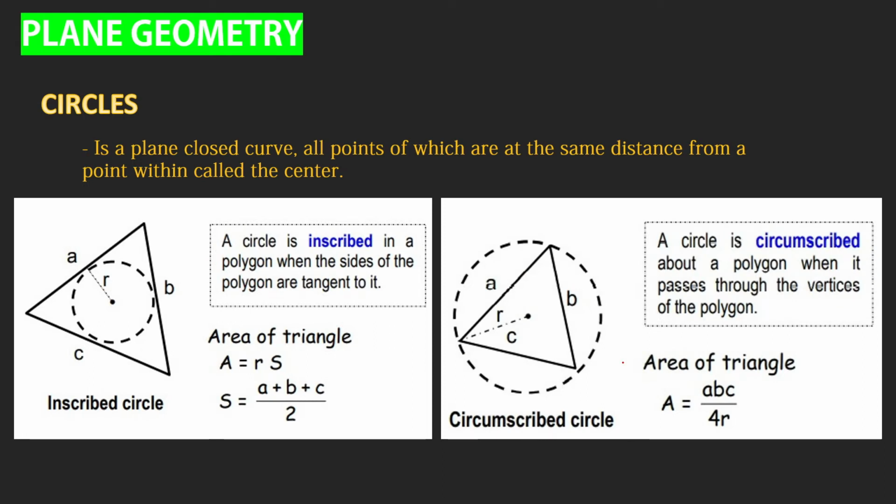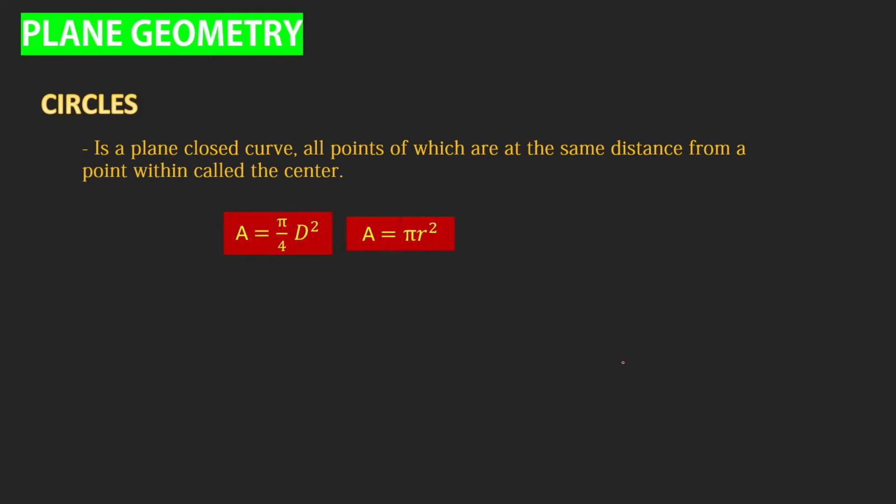Kapag na-circumscribe naman, a circle is circumscribed about a polygon when it passes through the vertices of the polygon. So, ang formula po, area of a triangle is abc over 4R, where a, b, c are the sides of the triangle, then R is the radius of the circle. Okay? Alam niyo na pinagkaiba ng inscribed circle sa circumscribed circle. Ang formula ng area ng ating circle is pi over 4 d squared in terms of diameter. Kapag in terms of radius naman is pi r squared. Circumference is 2 pi r or pi d.